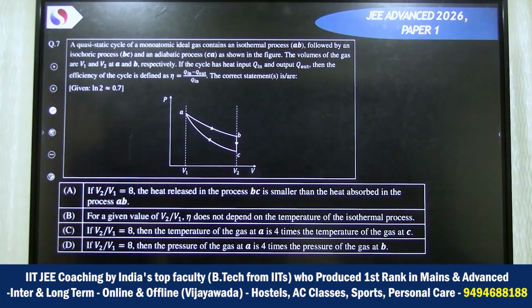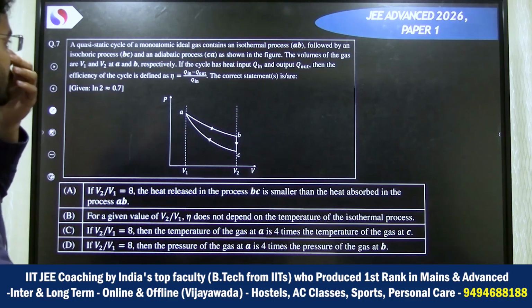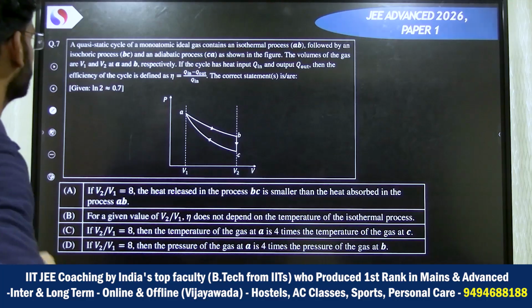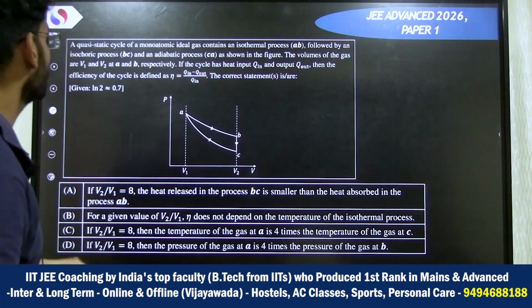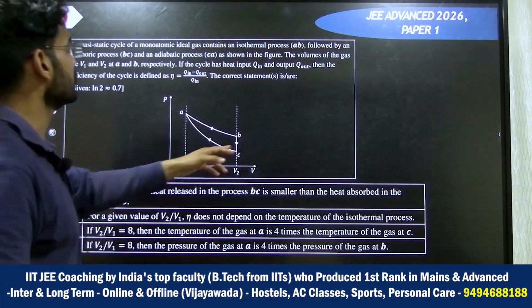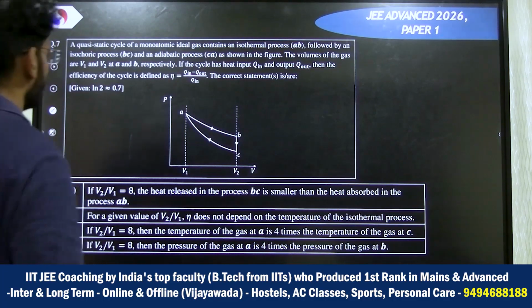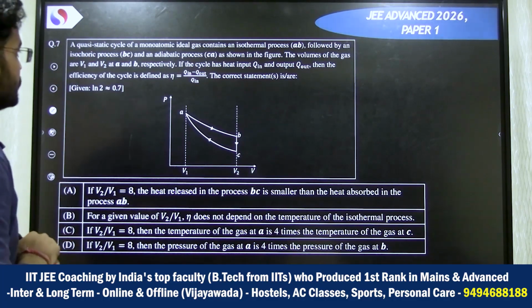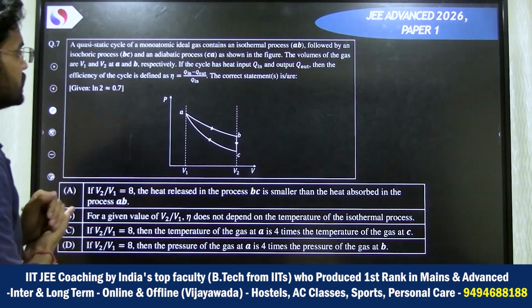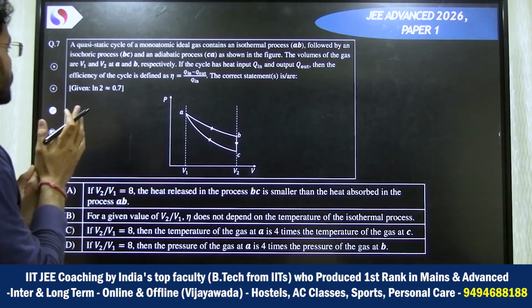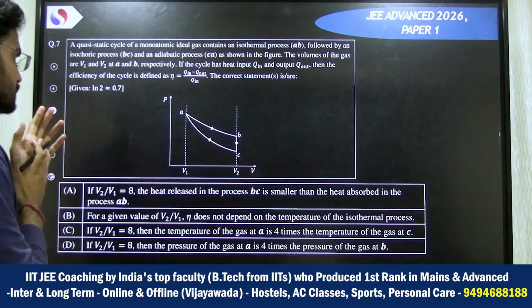A quasi-static cycle of a monoatomic ideal gas contains an isothermal process AB, followed by an isochoric process BC, and an adiabatic process CA. The volumes of the gas are V1 and V2 at A and B respectively. If the cycle has heat input of Q in and output of Q out, then the efficiency of the cycle is defined as this. Yes, we know.